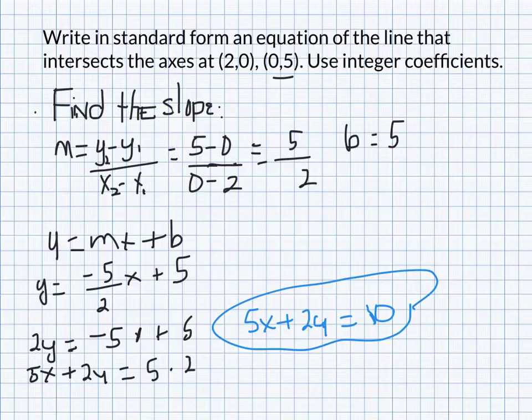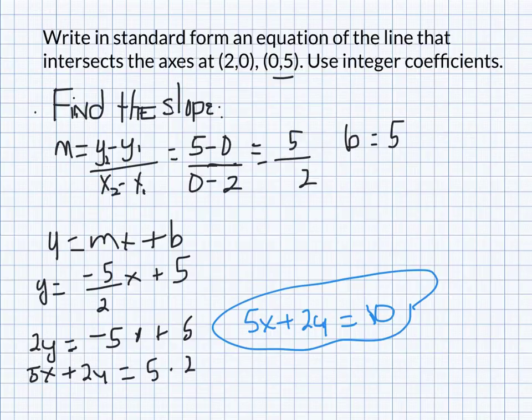Now we come back over here, and we know that y equals mx plus b. We already know the slope is negative 5 over 2. The 5 is the b right there. So we have negative 5 over 2 x, which we figured out is the slope, plus the y-intercept, which is b, which is 5, which was given.